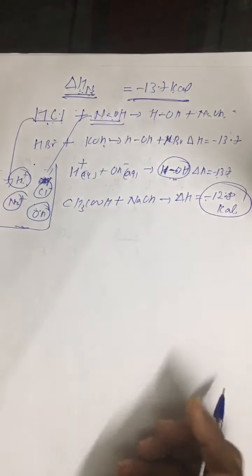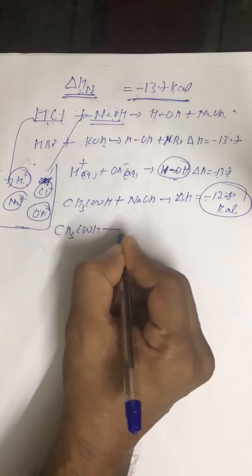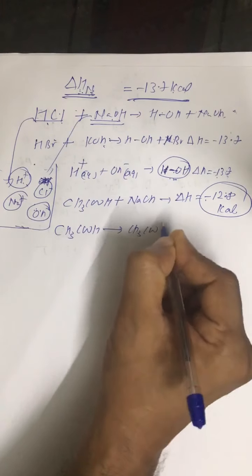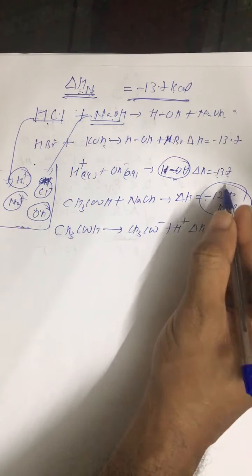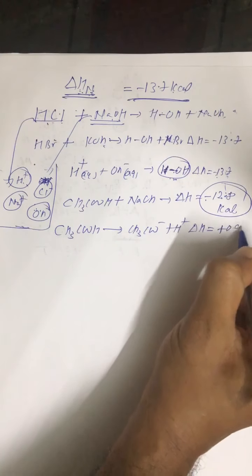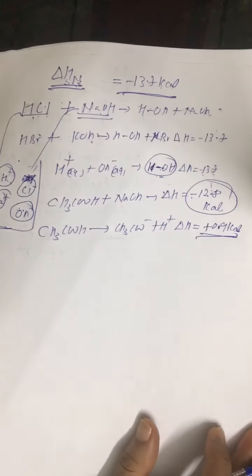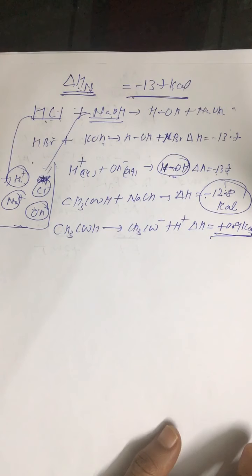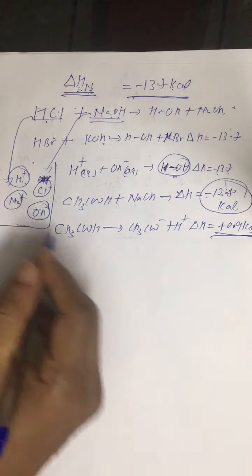So where has the 0.9 kilocalorie gone? See, acetic acid is a weak acid, so it has absorbed some heat for self-ionization, and this difference is plus 0.9 kilocalories. All right. Point is clear. 0.9 kilocalories of heat is absorbed by the weak acid, acetic acid, for self-ionization.